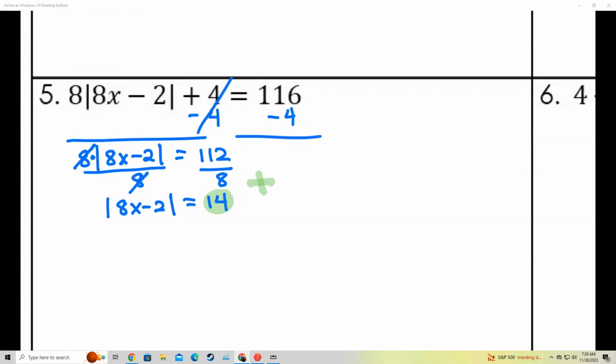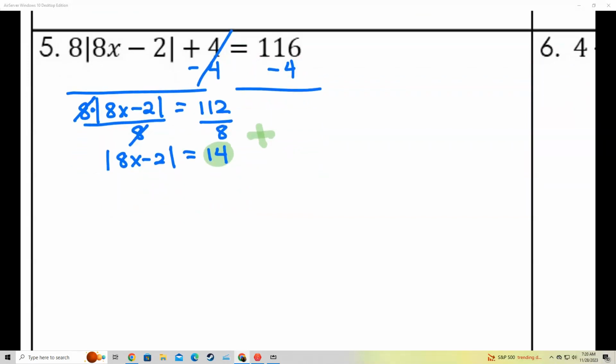That 14 is a positive number. The absolute value is isolated and I got a positive answer. That means I must have 2 different answers. If I'm going to get 2 different answers, I need 2 different equations. The first equation is going to stay exactly the same without the absolute value sign. 8x minus 2 is equal to 14.